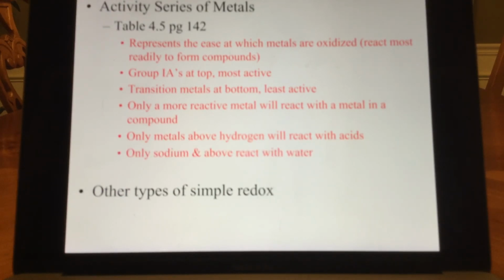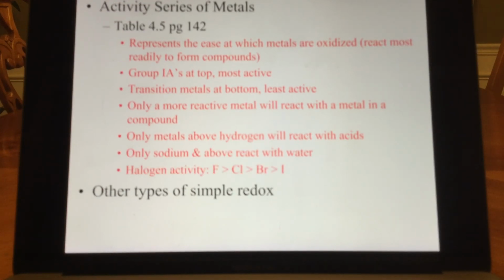And then the very top part of the activity series, the group 1As and some of the more active group 2As, so anything sodium and above, will react with water and form metallic hydroxide and hydrogen gas. And again, it's sodium and above that will react with water. Anything below that will not.